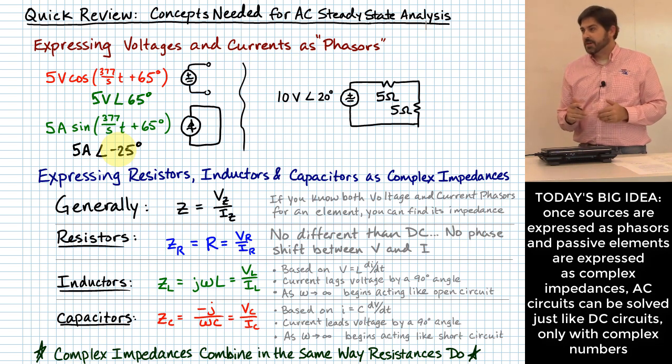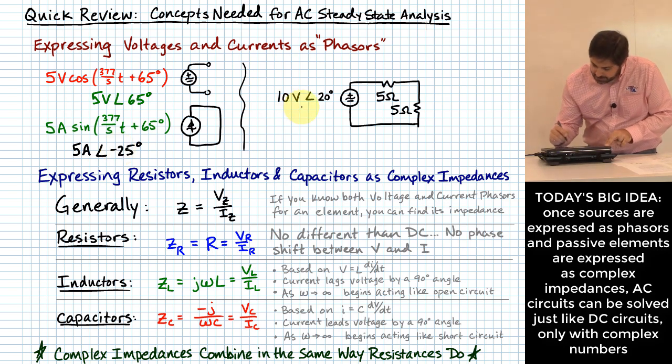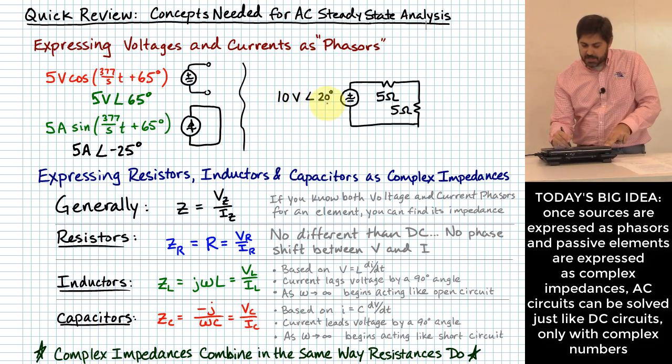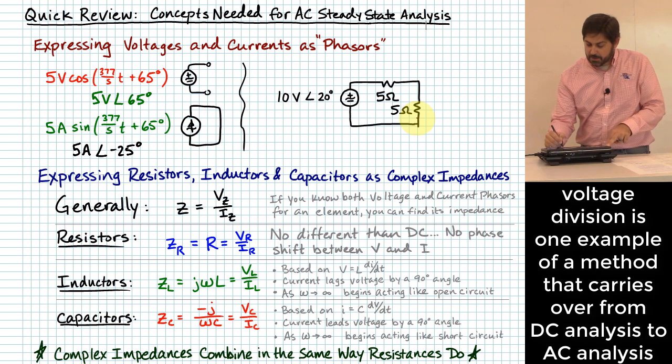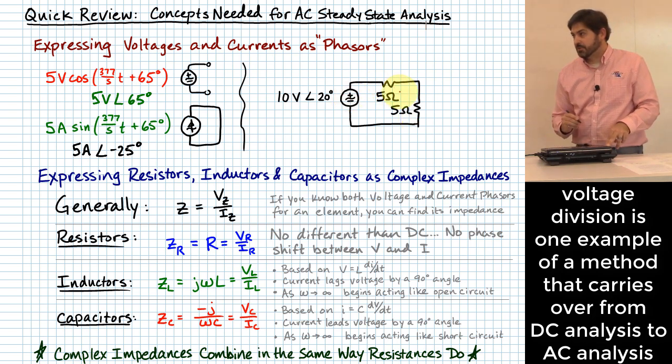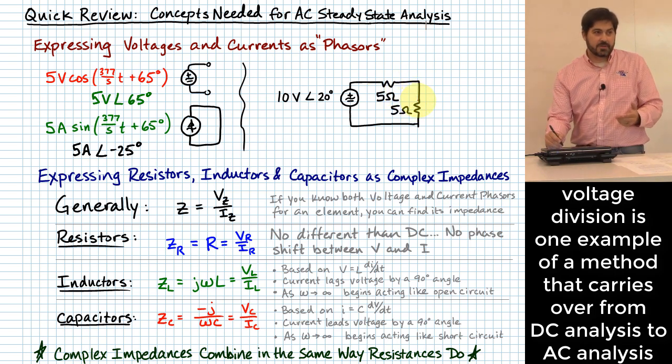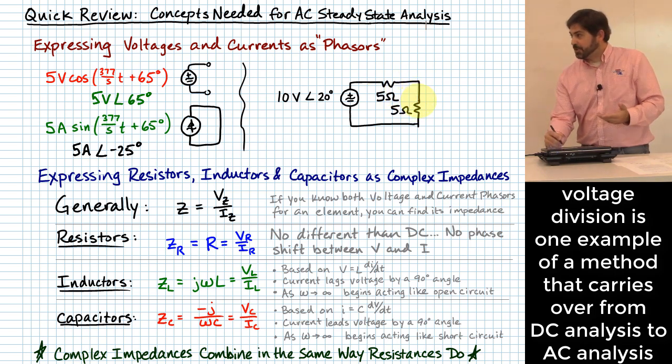The only difference is we are now dealing with complex numbers instead of just plain real numbers. So with a problem like this over here, I'll just pick off a few characteristics of it. We have 10 volts at an angle of 20 degrees, but it's going through a series of two resistors that have the same value. What do you think would happen as far as the voltages that would exist across either of these two resistors? The fact that they have the same value would tell you they should be dropping the same voltage, right?